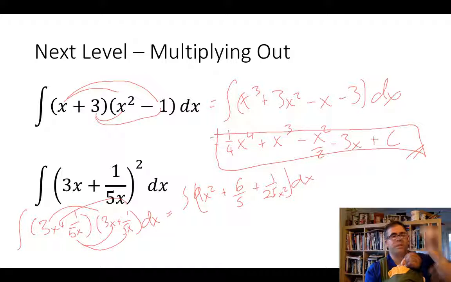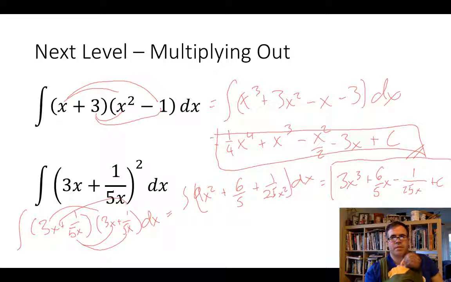Now that it's multiplied out, you can again integrate it term by term. So this becomes 3x cubed plus 6/5 x minus 1 over 25 x plus a constant. Alright, so that's multiplying out. If you have things that are multiplying each other, try multiplying them out with the distributive property, and then go term by term.